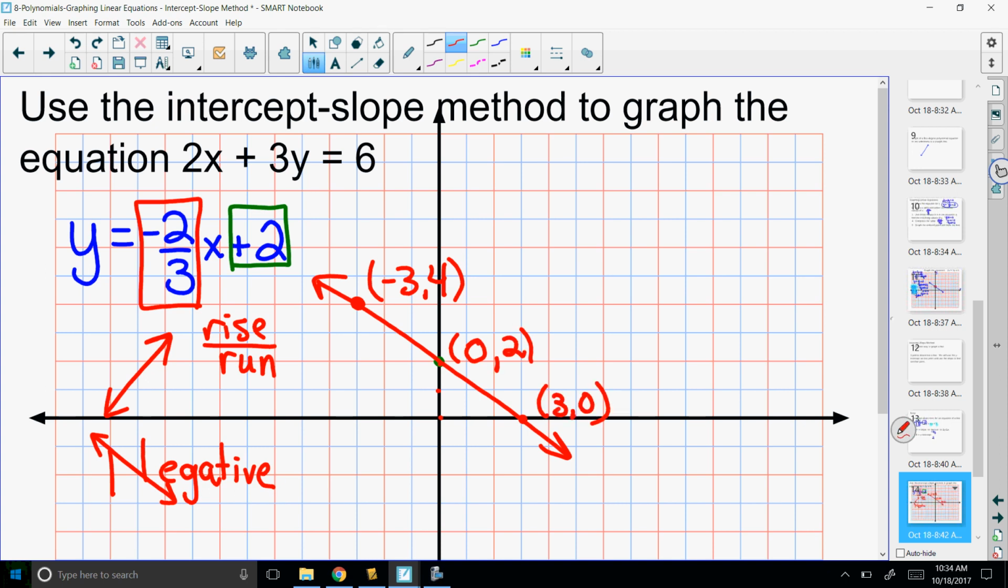Those were points that we had before in an XY table. Wasn't it easier to get them by just finding this point right here and counting instead of putting it into an equation and finding the values? Much easier. So tomorrow, I'm going to tell you a little bit more about what is a zero slope, what's an undefined slope, and then we're going to look at some more examples in the intercept-slope method. That's a quicker method to graph an equation.